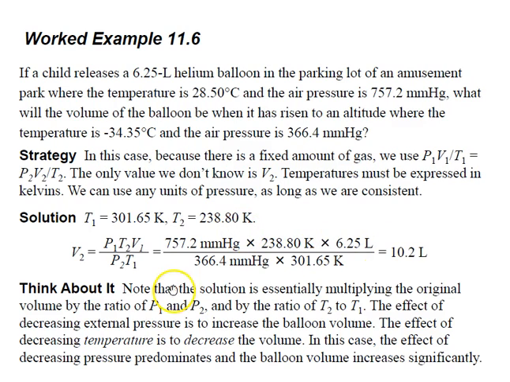Put this in your calculator, probably do it a couple times since there's multiple numerical values, and it comes out to 10.2 liters. If we think about this, the solution is essentially multiplying the original volume by the ratio of the initial and final pressure, as well as the ratio of the initial and final temperature. The effective decrease in the pressure will increase the volume. The effective decrease in the temperature is to decrease the volume.